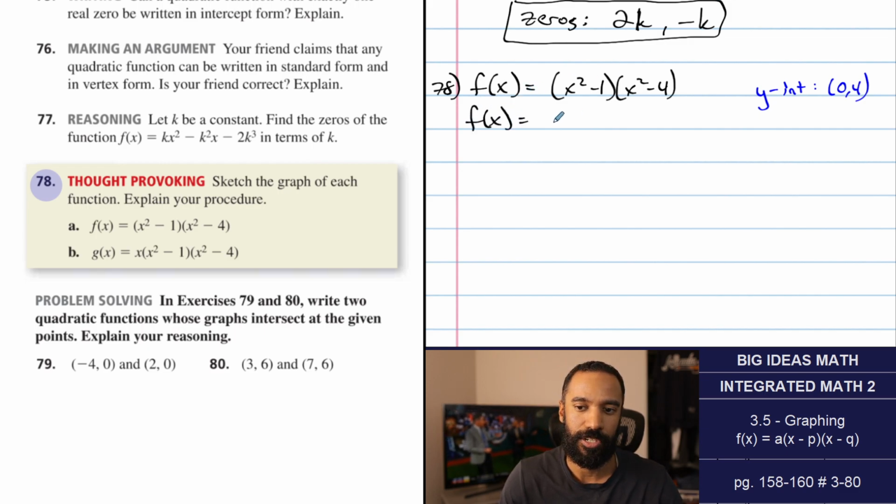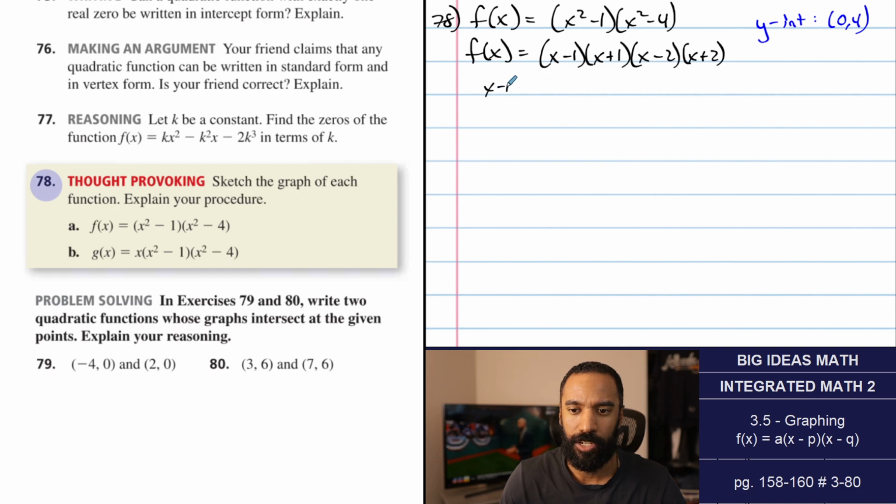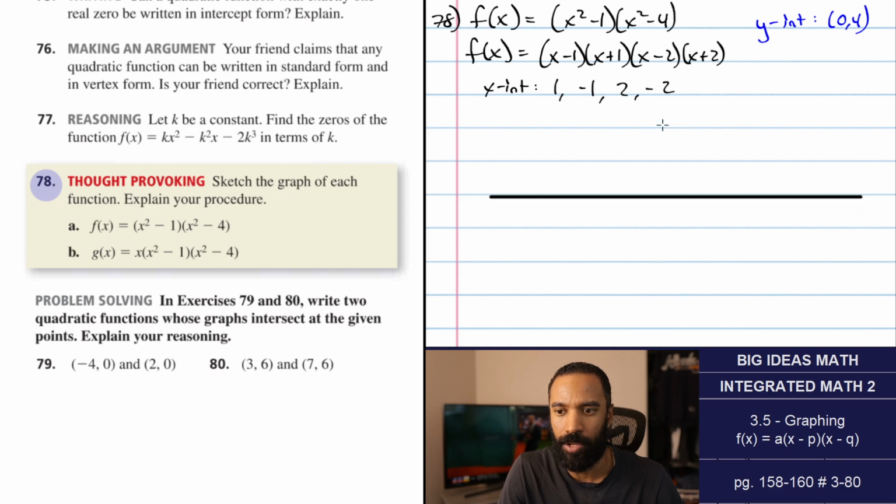Next thing is, these are differences of two squares. I can factor these: x minus 1 times x plus 1, x minus 2 times x plus 2. Like I said, this is very much an IM3 concept. I'm going to let you know about that right now. Your zeros, your x-intercepts, are 1, negative 1, 2, negative 2. Now, when it comes to graphing this, guys, I'm not going to use one of those tall graphs because I'm not going to get very specific points outside of this, and that's probably where I want to stick with it right now.